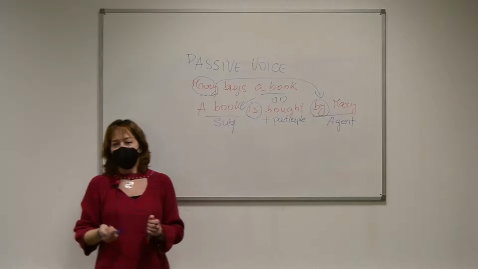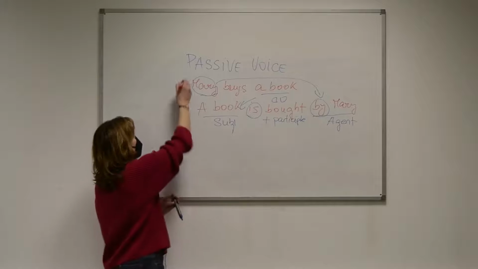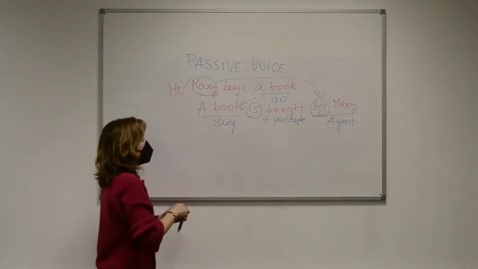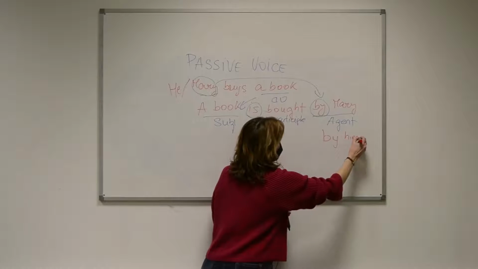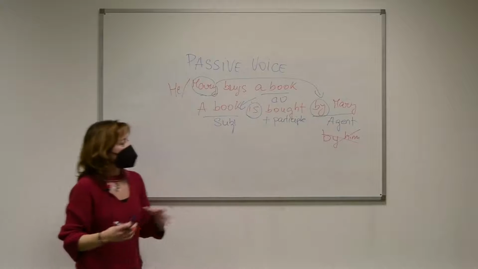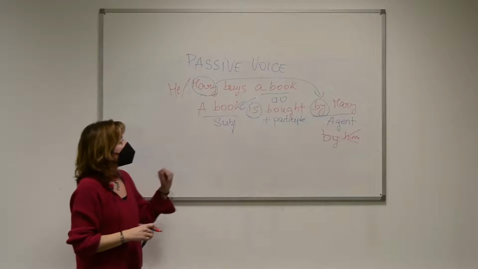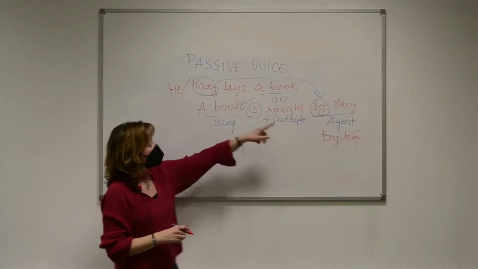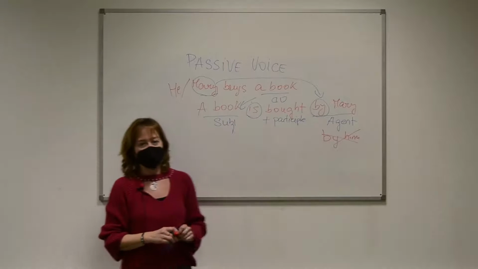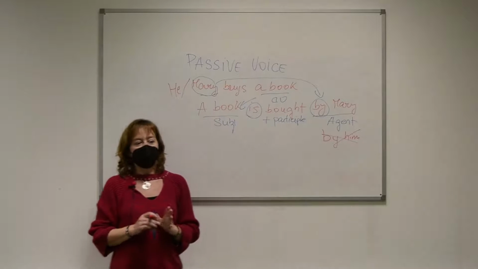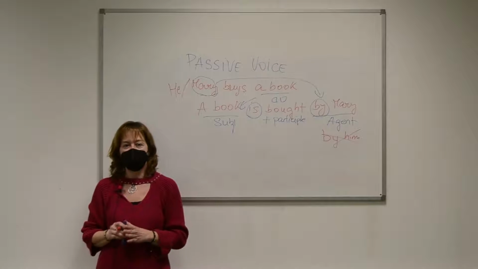Sometimes the agent is omitted. For example, if instead of Mary we say he, this agent, by him, could be omitted because it's not a specific person. These are the most important changes. The subject becomes the agent, and the direct object becomes the subject. The passive is made up with the verb to be plus the past participle of the main verb.